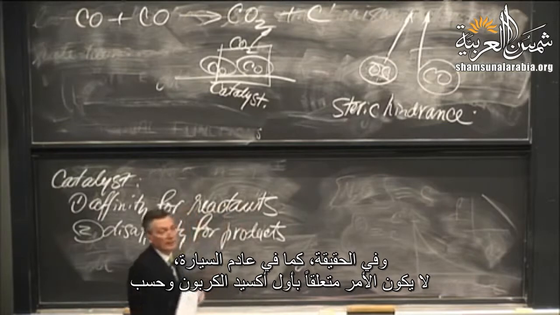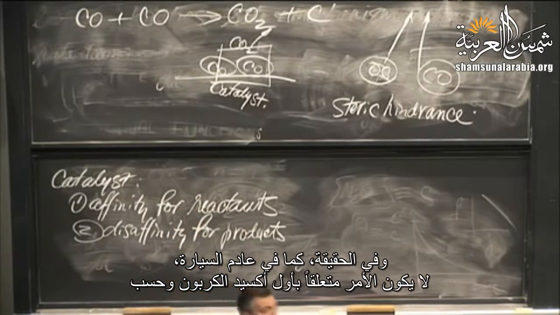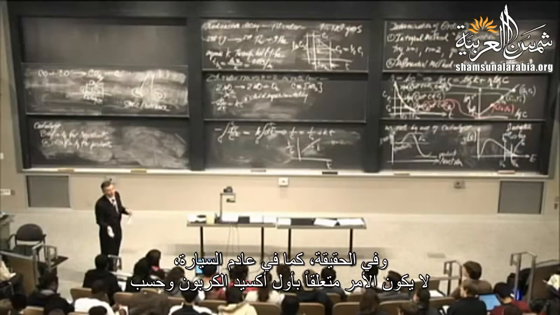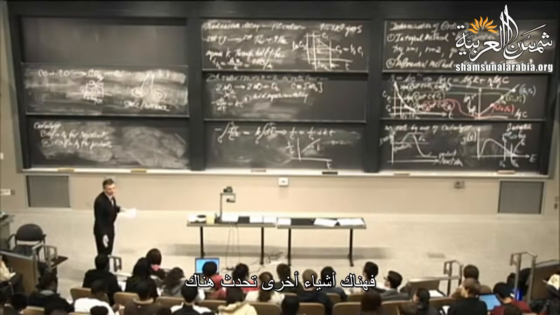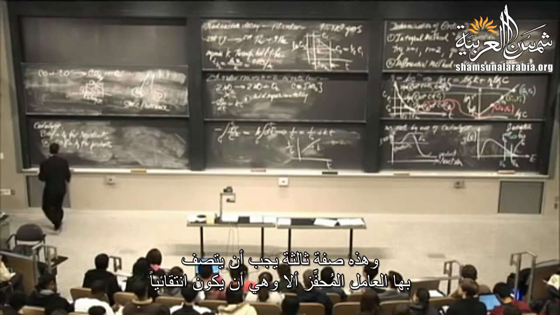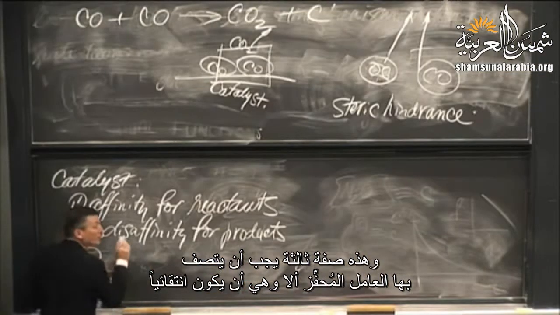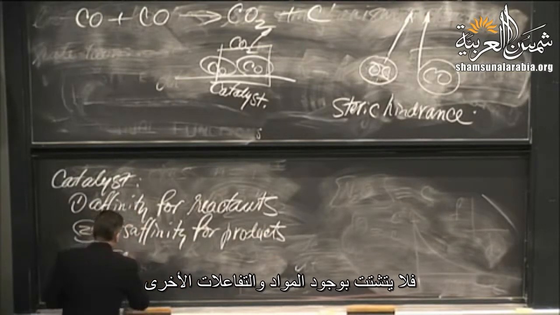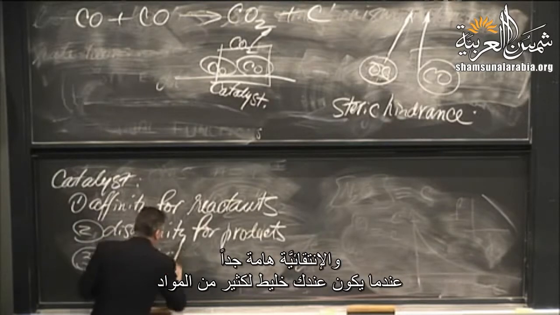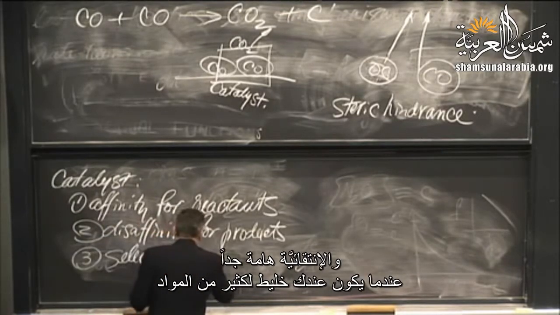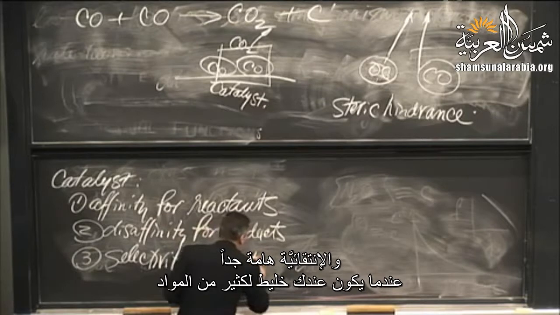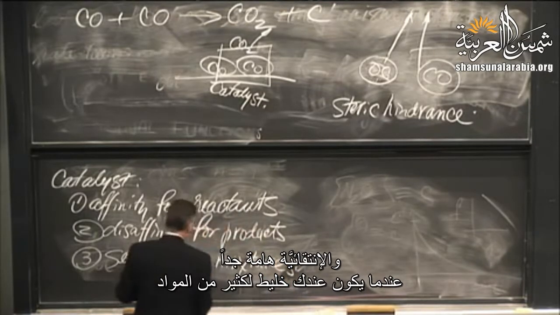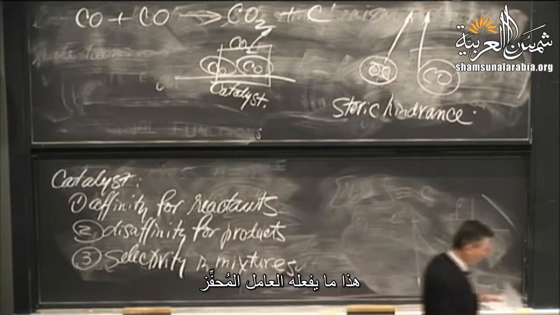And in the real world, such as in the exhaust stream of a car, it's not just carbon monoxide. There's all kinds of other stuff going on in there. And so the third thing that the catalyst needs to have is selectivity, so it doesn't get distracted by other reactions. Selectivity is most important when you have a mixture of all sorts of other species. So that's what the catalyst does.